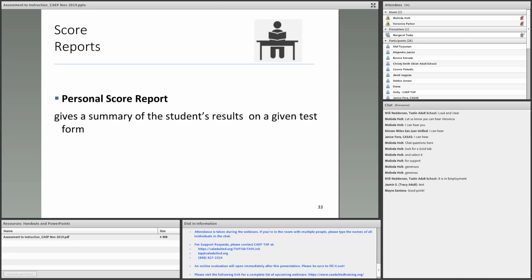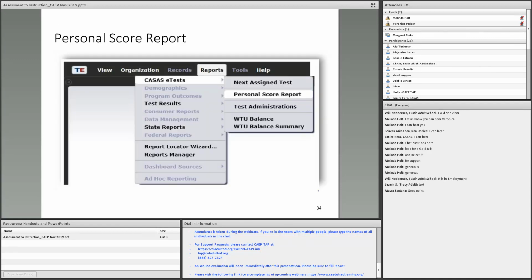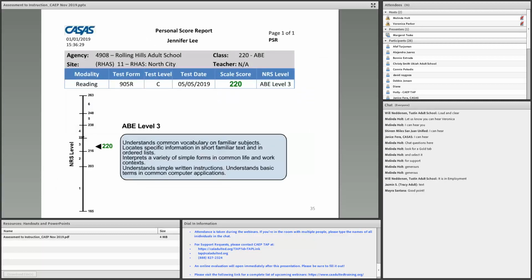Let's start with the personal score report. This is a report that is given to the students, and it's given after they take the e-test, if you're doing e-test, or it can be given after they take a pre-test.